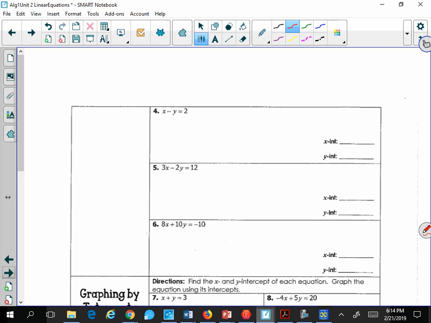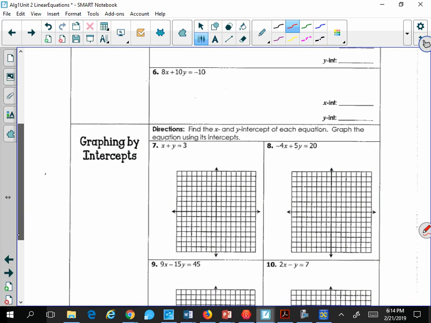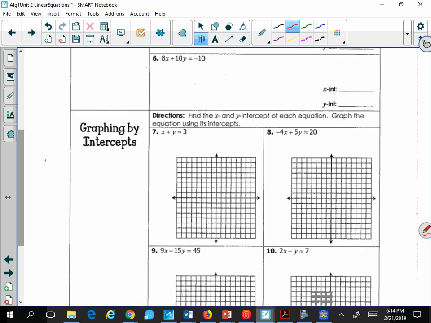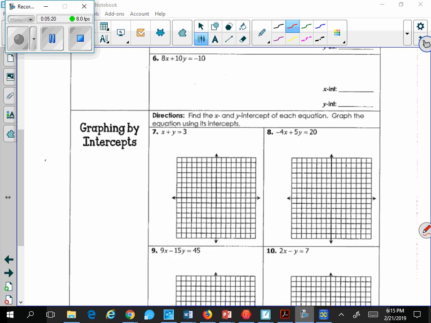But let's flip to the next page, because now we want to take a look at how this plays out graphically. So I'm looking at numbers 7, 8, 9, and 10. It says find the x and y intercept of each equation and graph the equation using the intercepts. The way that I'm doing that is because those two points are going to be points on the line that we're graphing here. So all I have to do here is do the exact same thing that I did in that first example problem that I showed you.